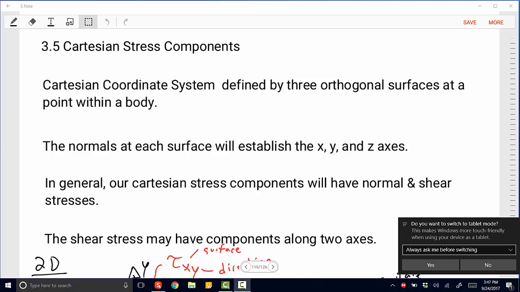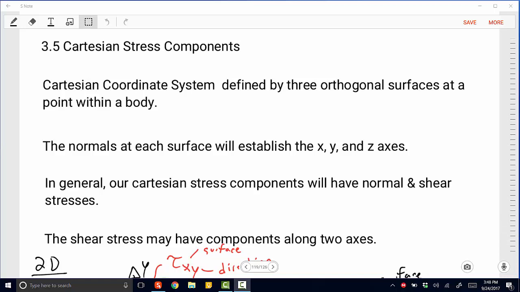In today's lecture, we're going to review the Cartesian coordinate system, ideas of stress as a tensor, and we're also going to learn how to find the principal stresses as well as their directions. So let's go ahead and get started with the Cartesian stress components.